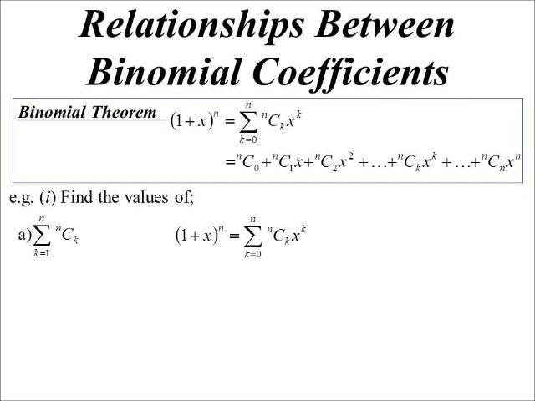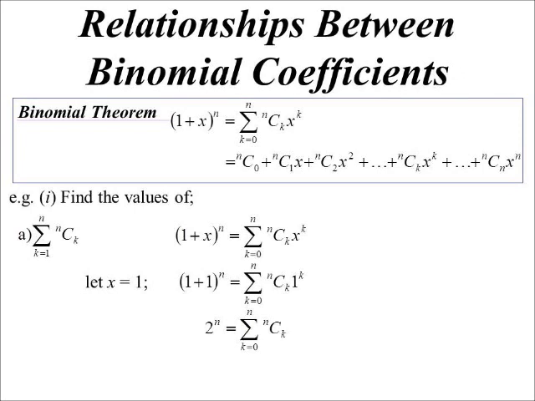What are we substituting in? Anyone? 1. Why 1? Because 1 to the power of anything is still 1. Very good. So if we do x equals 1, then on the right hand side we get 1 to the power of k, which is always 1. And on the left hand side I get 1 plus 1 to the power of n. So I now have 2 to the power of n is the sum from k equals 0 to n of nCk.